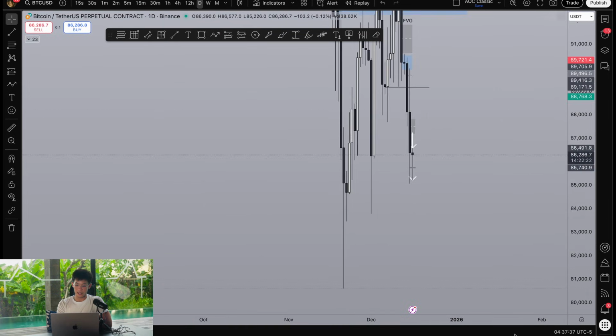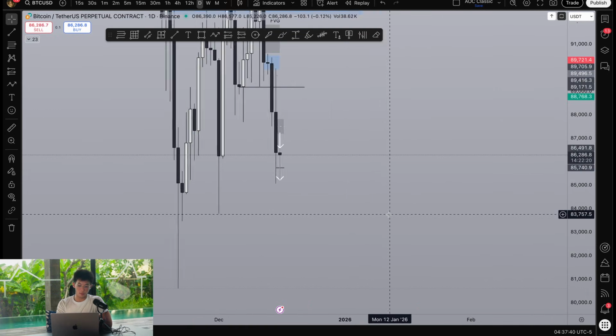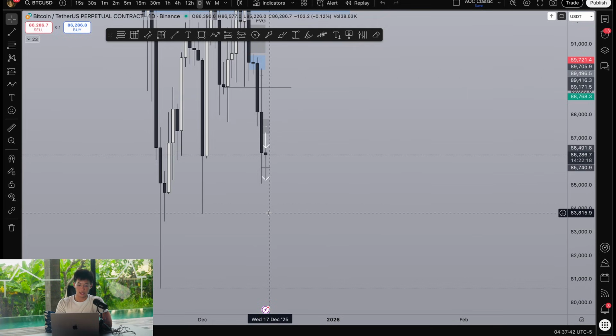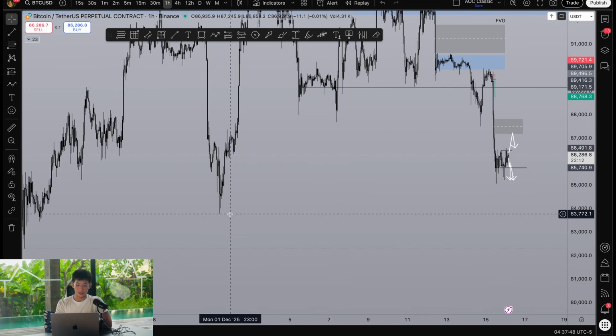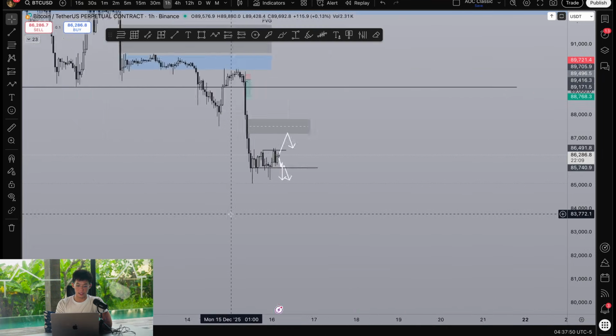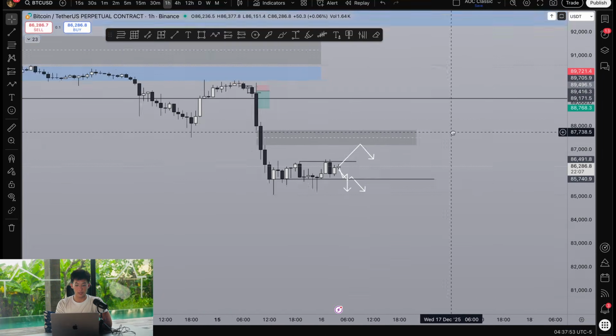And in terms of daily targets today, I think it would be pretty reasonable for us to aim for 83,800, which is on the daily chart. It's just a previous swing low on the daily chart. And if I zoom out on the 1 hourly, I think this makes a lot of sense for an intraday target. So you can make quite a lot of money today if you play your cards right.